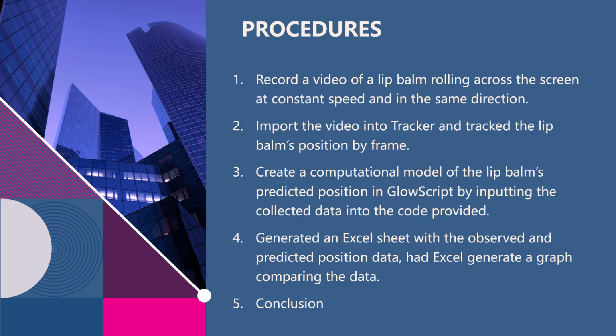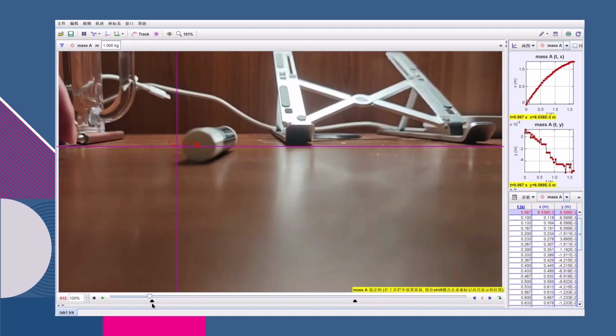So, procedures. I recorded a video of a lip balm rolling across the screen at constant speed and in the same direction, then imported the video into Tracker and tracked the lip balm's position by frame. Then I created a model of the lip balm's predicted position in GlowScript by inputting the data that was collected into the code, and generated an Excel sheet with the observed and predicted position data, and then had Excel generate a graph comparing the data. In conclusion, so this is what it looked like in Tracker.